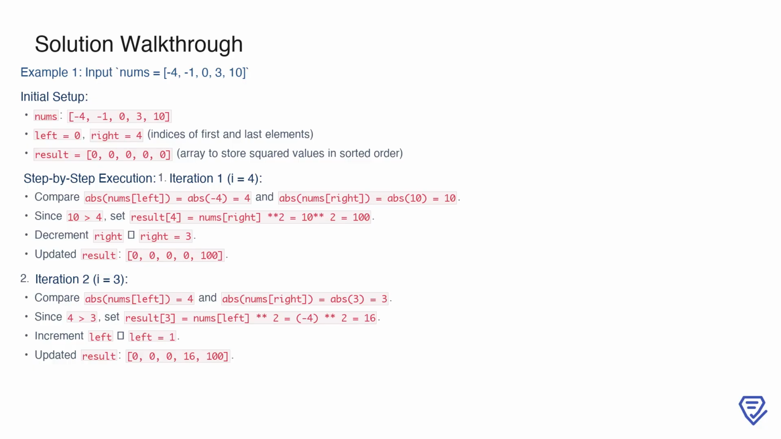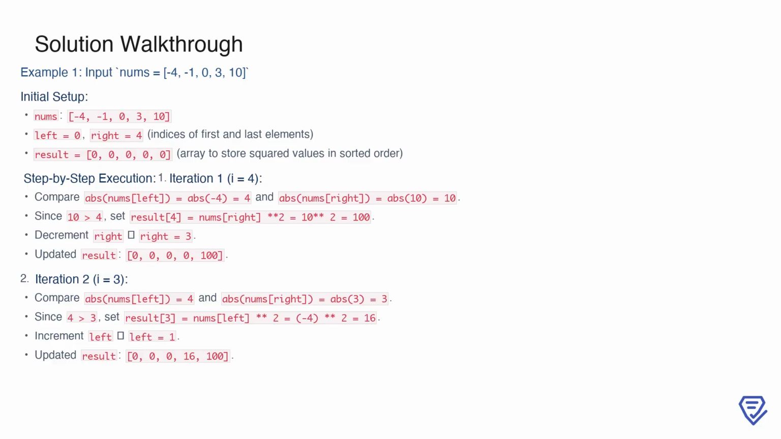sorted order. In the first iteration, we compare the absolute values of the elements at the left and right pointers. Here, abs(nums[left]) is 4, and abs(nums[right]) is 10. Since 10 is greater, we square nums[right] to get 100 and place it at the last position of the result array. We then decrement the right pointer to move inward. After this step, the result array is updated to 0, 0, 0, 0, 100.